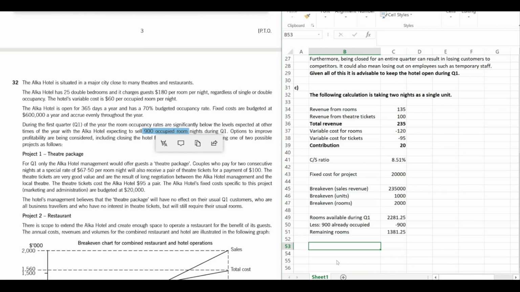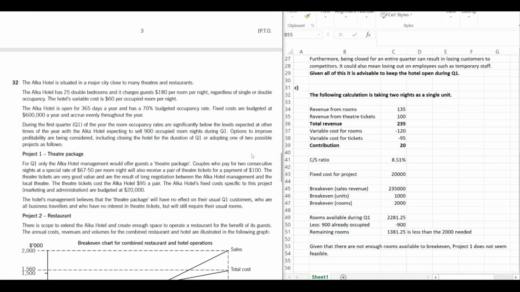Okay, so we can say, given that there are not enough rooms available, let's mention this, is less than the 2,000 needed, right? Project 1, there are not enough rooms available to break even. Project 1 does not seem feasible.